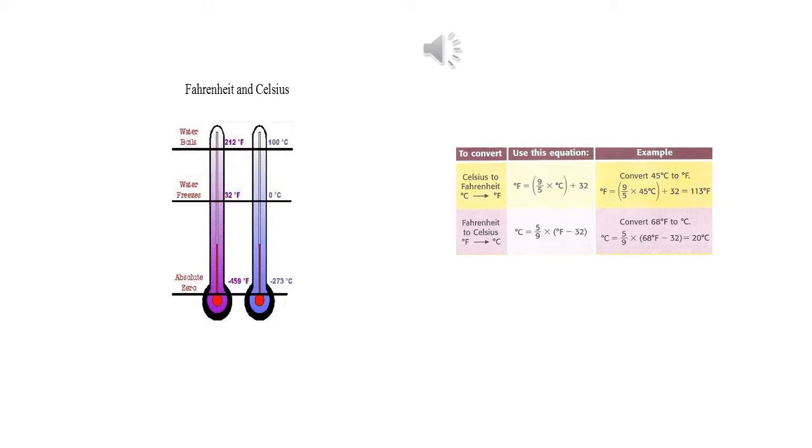Since on the Fahrenheit scale the melting of ice is at 32, and on the Celsius scale it is 0, you have to add 32 degrees when converting from Celsius to Fahrenheit and subtract 32 degrees when converting from Fahrenheit to Celsius. Also, when looking at the formula, you notice that part of the equation is in parentheses.